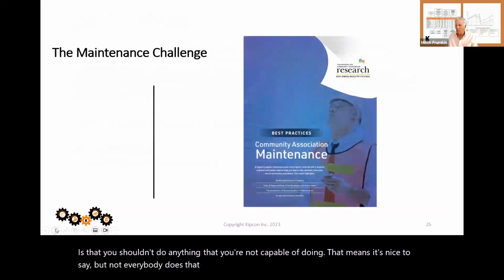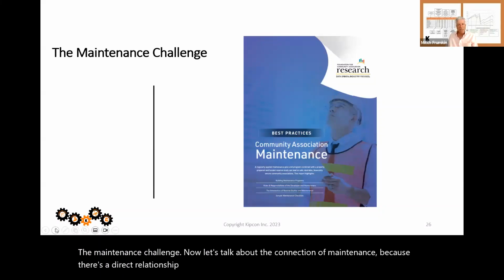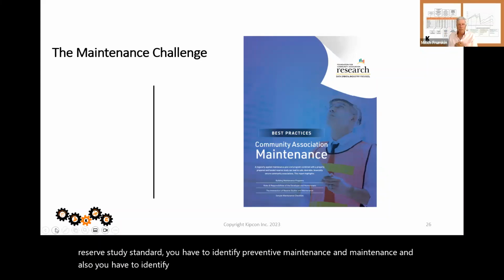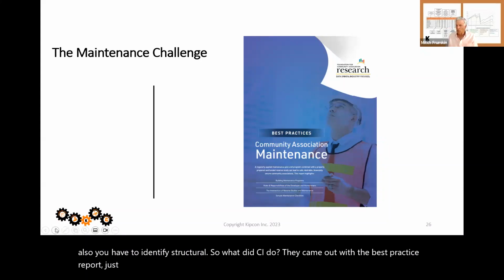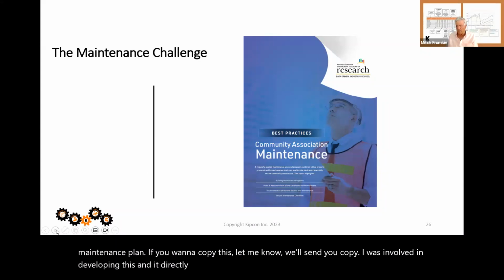So the maintenance challenge. Now let's talk about the connection of maintenance, because there's a direct relationship. And the other thing that CAI did was they said in the National Reserve Study Standard, you have to identify preventive maintenance and also you have to identify structural. So what did CAI do? They came out with a best practice report just recently. It's called Community Association Maintenance and How to Develop a Maintenance Plan. If you want a copy of this, let me know. We'll send you a copy. I was involved in developing this, and it directly relates to putting together a preventive maintenance plan.